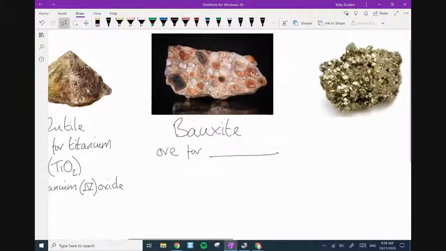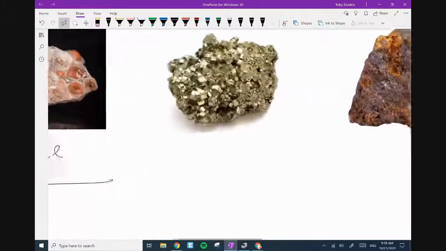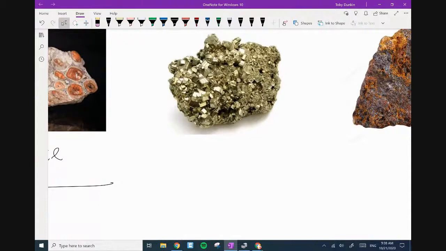I don't know how big the delay is again. The next one, this one's a very famous one. Some of you guys might recognize this particular rock.